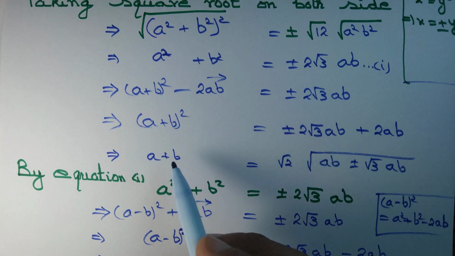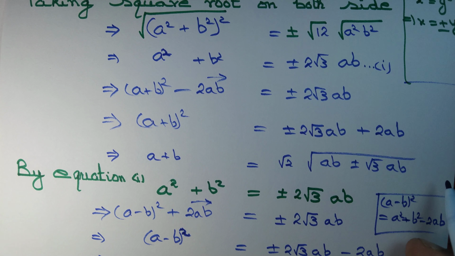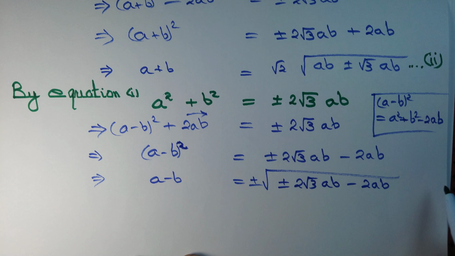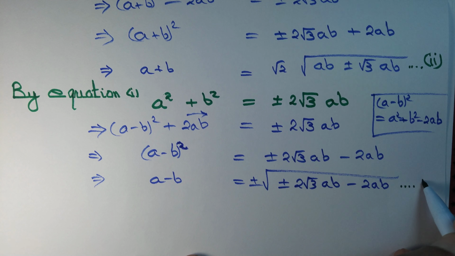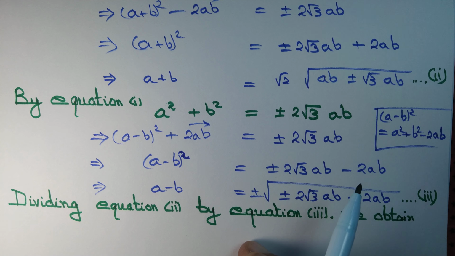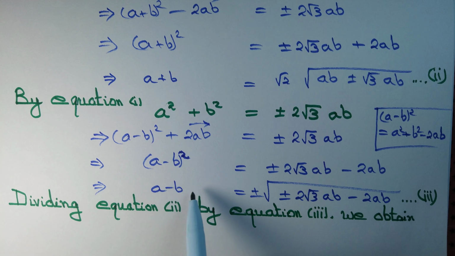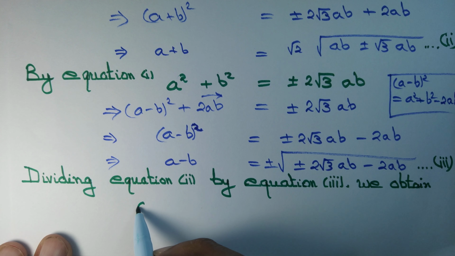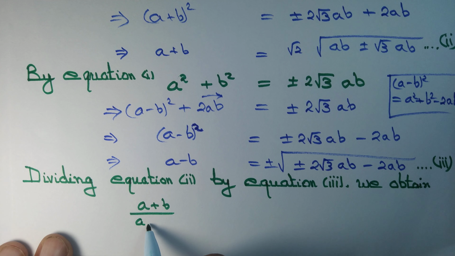Lastly, we have found A plus B as this quantity. Let us write this one as equation 2. And then we have determined A minus B as well in terms of AB. Let's write this as equation 3. And we divide equation 2 by equation 3. So dividing equation 2 by equation 3, we obtain on the left hand side A plus B by A minus B.